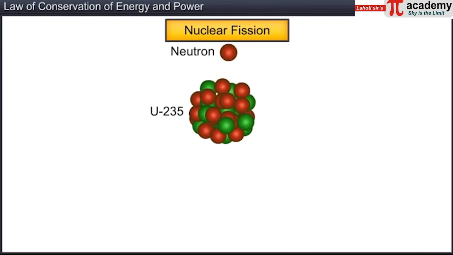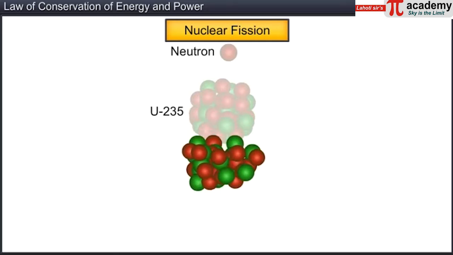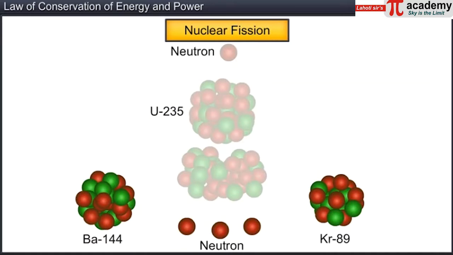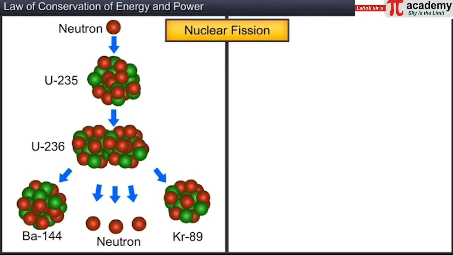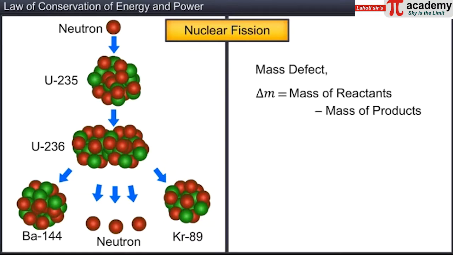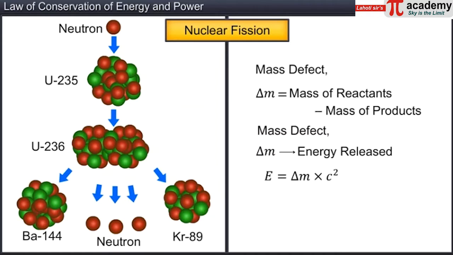In nuclear fission, a heavy nucleus like uranium-235 absorbs a slow neutron and hence splits into lighter nuclei. The final mass of products is observed to be less than the total mass of the reactants, and this difference in mass is known as mass defect, denoted by delta M. The mass defect delta M is converted into energy in accordance with E equal to delta M into c square.